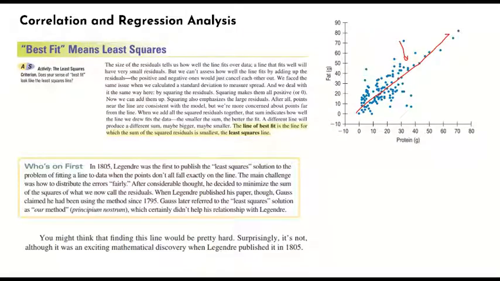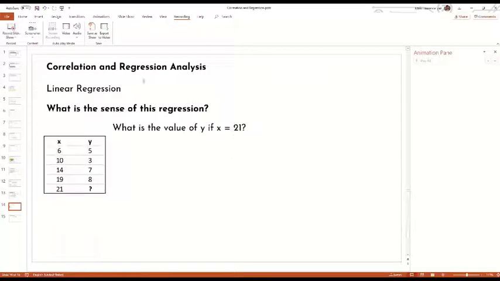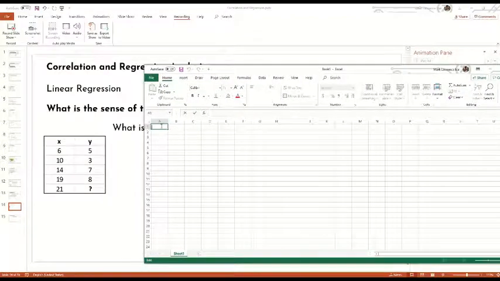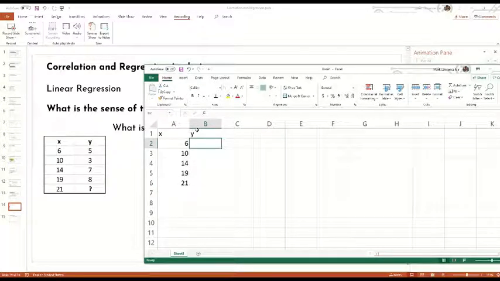Alright. So, pero balikan natin yun, ma'am. Oh, okay. So, what is the essence of this regression? So, what is the value of y if x is equals to 21? Okay. So, gagamit tayo ng Excel. So, gawa tayong table dito. So, x and this is y. Sunod ko lang. So we have 6, we have 10, we have 14, 19, and we have 21. And for y, we have 5, 3, 7, we have 8. Okay? And we have, we don't know this one, right? We don't know. So we're going to interpret this one.